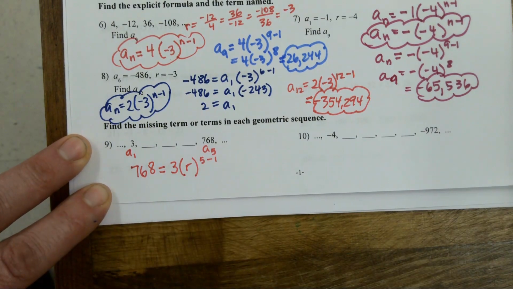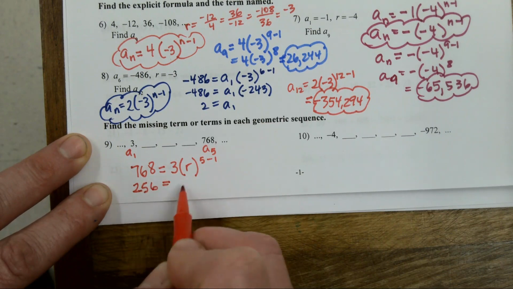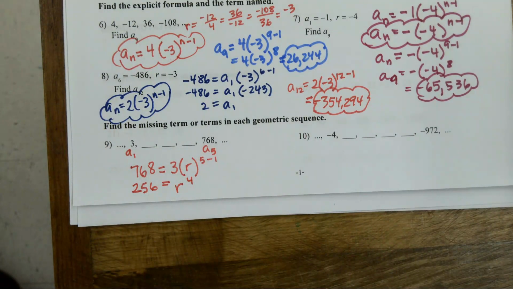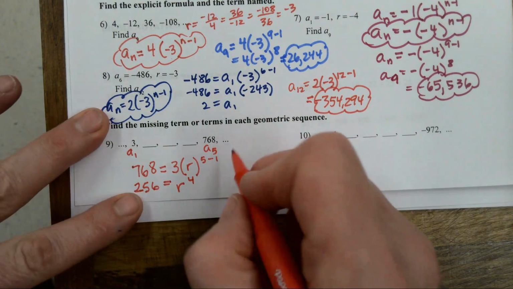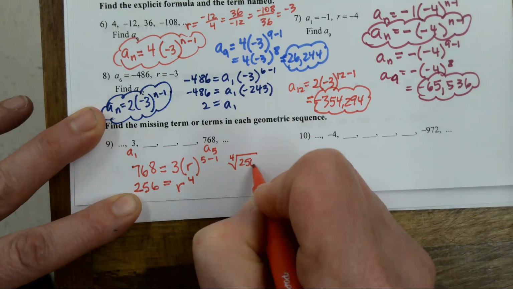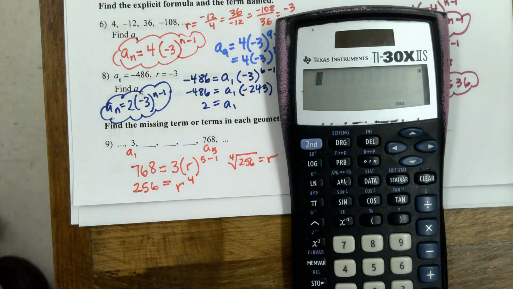So this is 768 divided by 3, 256, I believe, is r to the 4th. And so what I need to do is find the 4th root of 256. So the 4th root of 256 will give me r. How do I do that on my calculator? There are 2 different ways, and some of your calculators have multiple options. For me, I can go above the caret key, and it has the different root key, okay? But I don't usually use that method.